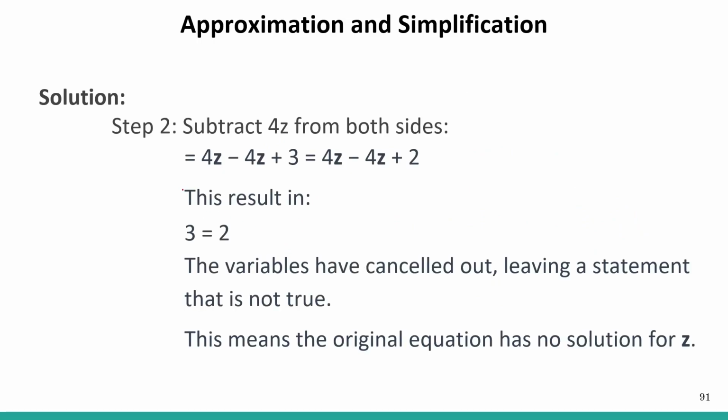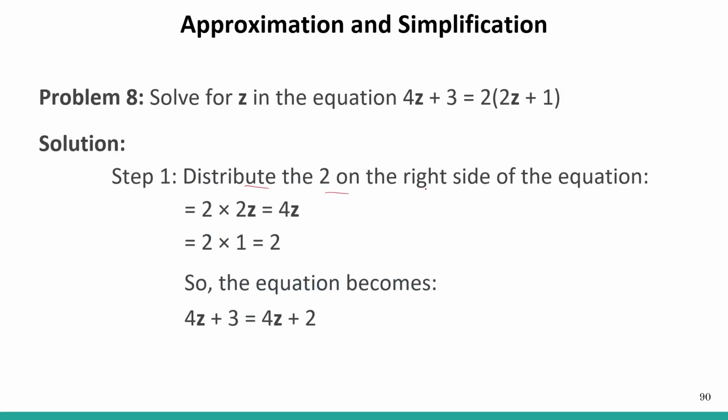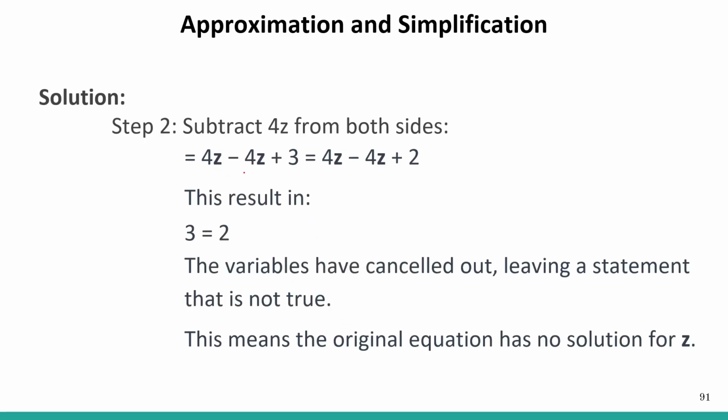So distribute 2 into the right hand side of the equation, that is 2 into 2z is equal to 4z and 2 into 1 is equal to 2. So 4z plus 3 is equal to 4z plus 2. Then 4z minus 4z plus 3 is equal to 4z minus 4z plus 2. So the variables have cancelled out, leaving a statement that is not true. This is never true, right? So this means the original equation has no solution. So no solution will be the correct answer.